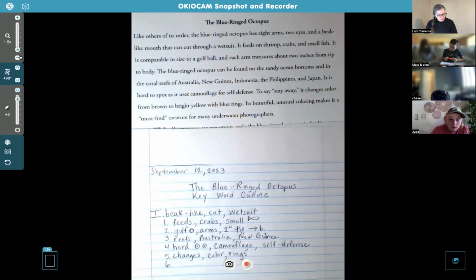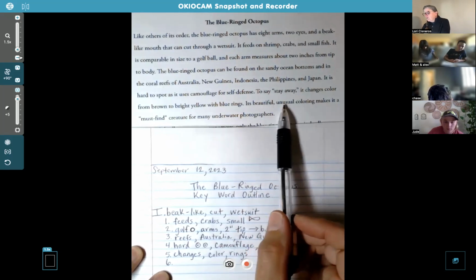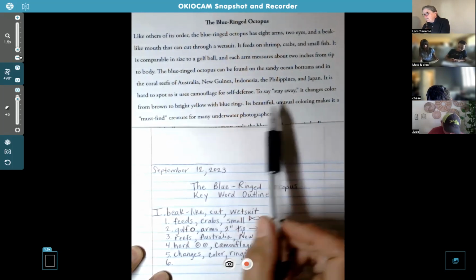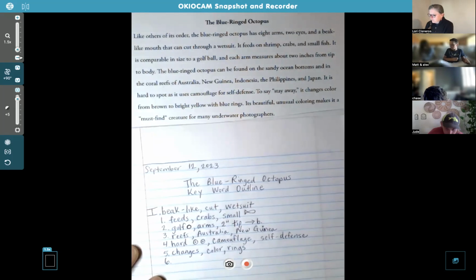Any other keywords? We know it's a creature, obviously. Good thinking. Photographers, just photographers, you'll know it's for. I like your thinking. That's exactly right, Jude. And that's how you process the sentence and get it down to what the most important parts are. So I like that. So maybe we could use unusual instead of beautiful. We can use unusual. And then I like must find and then photographers. Is that what you're thinking? Yeah. Perfect. Let's do that.